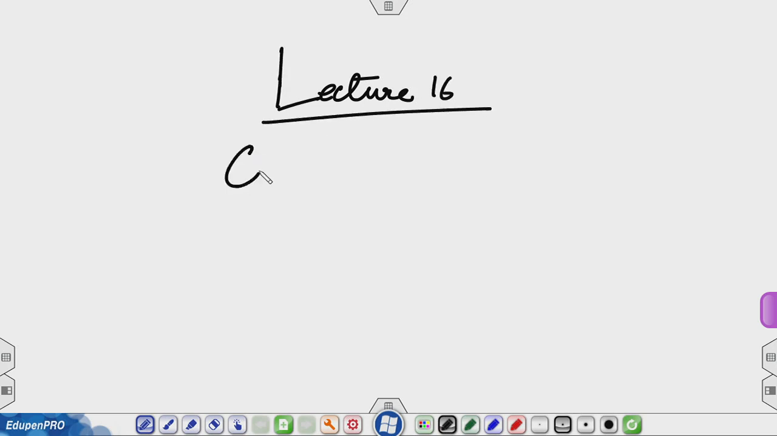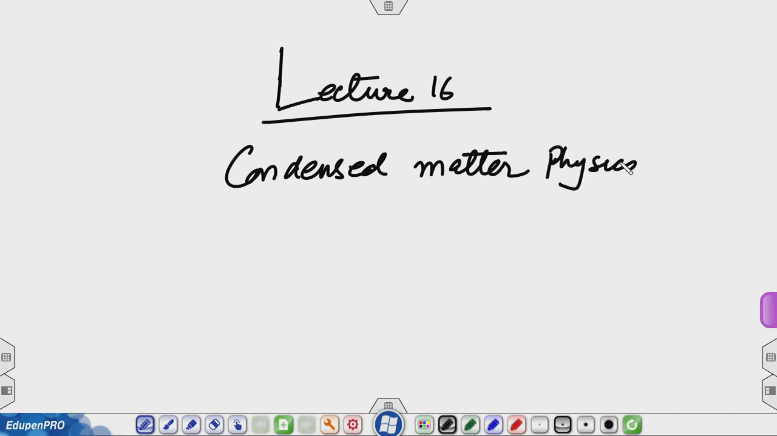This is lecture 16 of condensed matter physics 1, and what I am going to do today is solve 3 or 4 problems based on material covered in lectures 14 and 15.